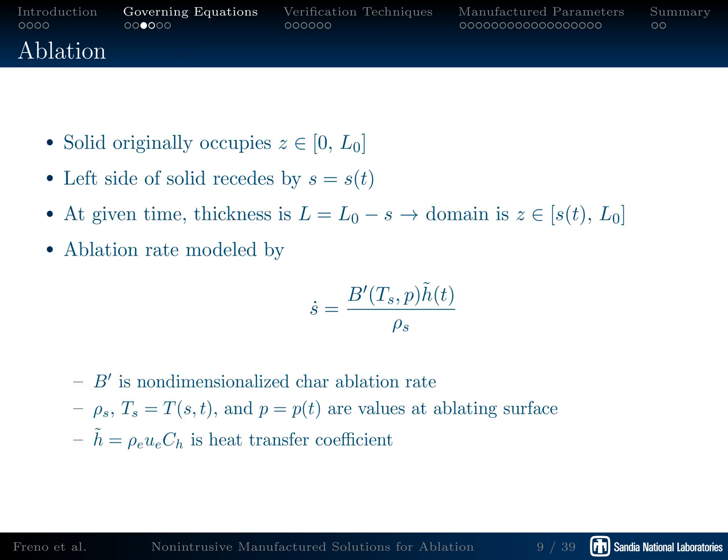To account for ablation, we note that the solid has an original thickness of L naught, which we express in the z-coordinate. Over time, the left side of the solid recedes by an amount s such that at a given instance in time, the thickness is the difference between the original thickness and the recession. The rate of the recession is modeled as the product of the char ablation rate B prime and the heat transfer coefficient divided by the material density at the ablating surface.